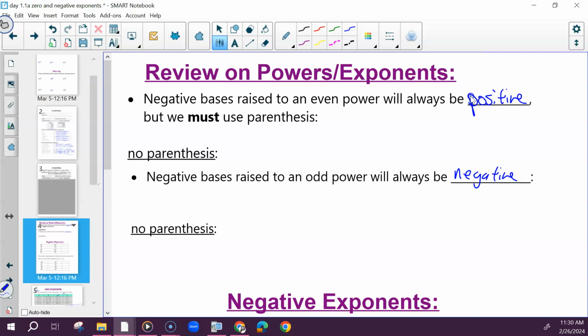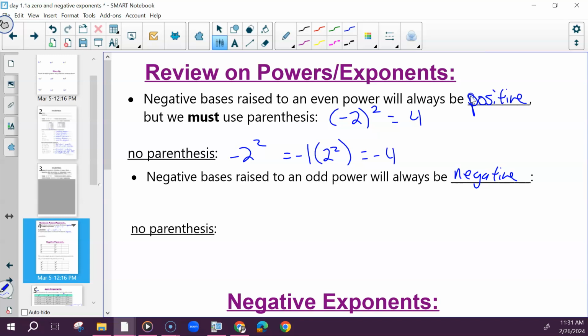So if we had some negative base like negative 2, and in parentheses I raised it to some even power, let's just say I use 2, we know that that would really be the same thing as negative 2 times negative 2, so it makes a positive 4. But if we didn't use parentheses, this would be the same thing as negative 1 times 2 squared, which would give us a negative 4. So that's something we talked about at the beginning of the year, why we have to use parentheses.